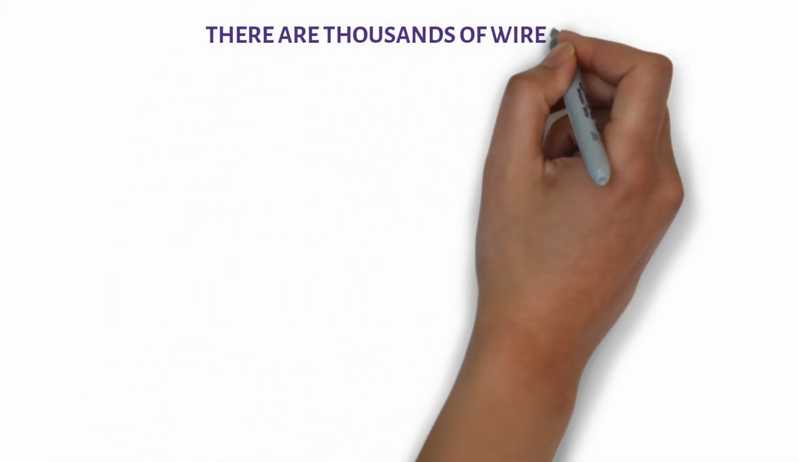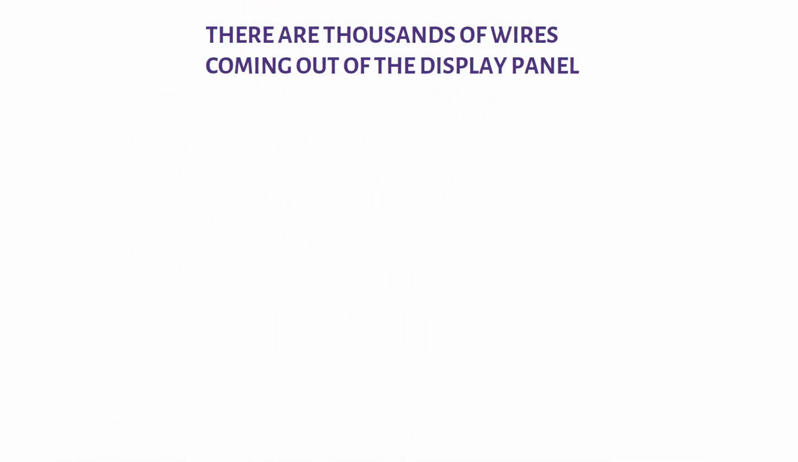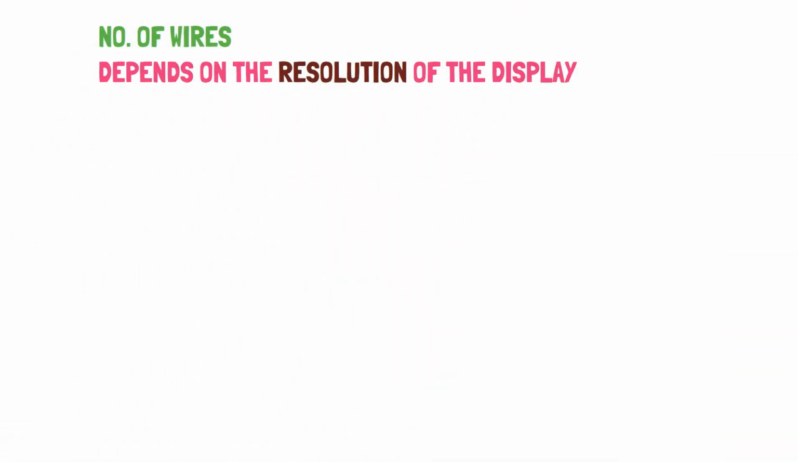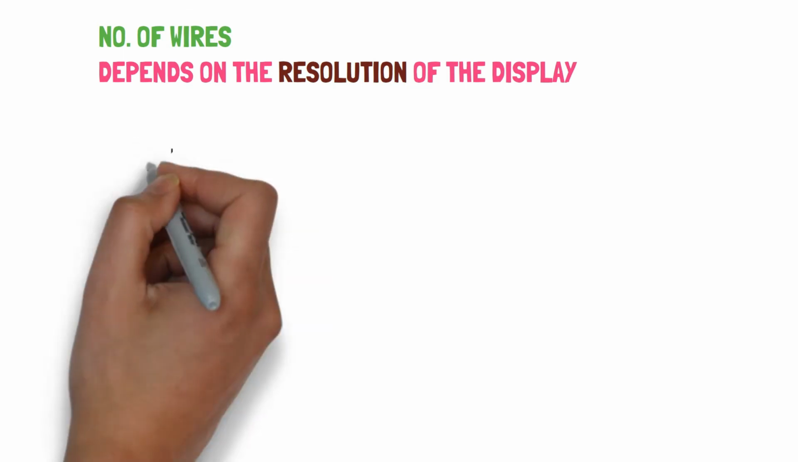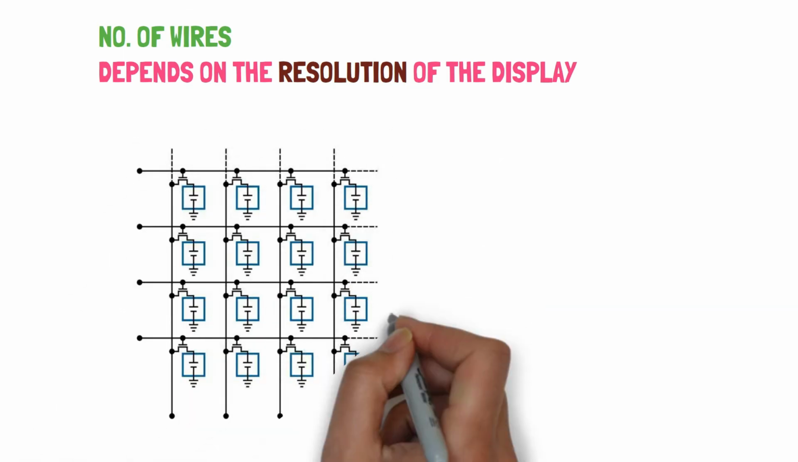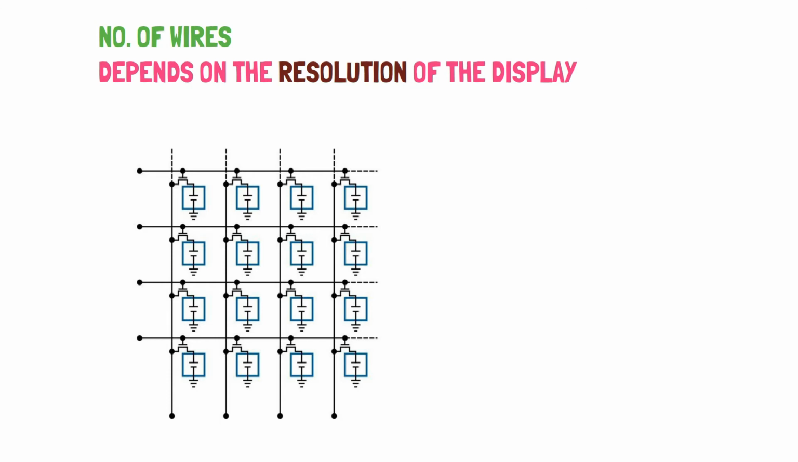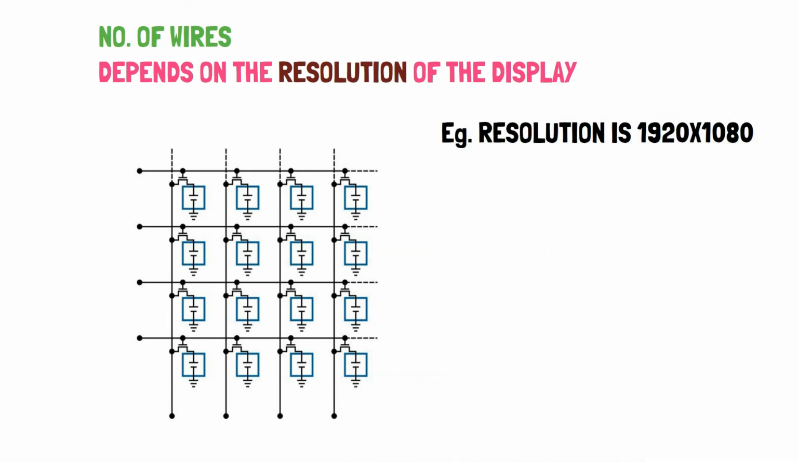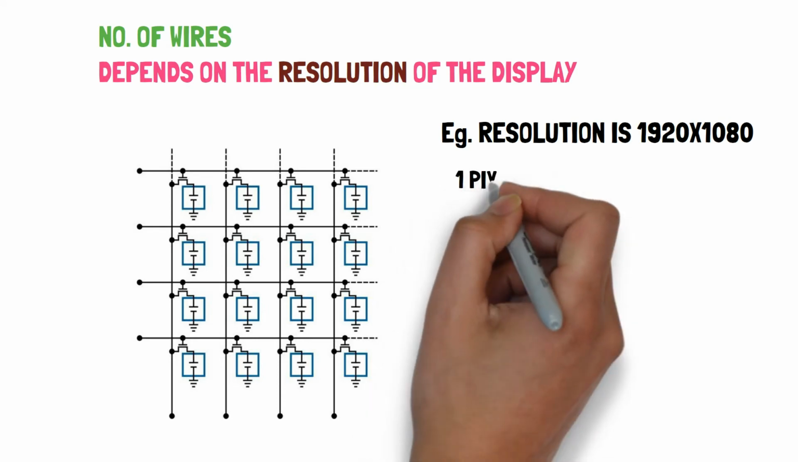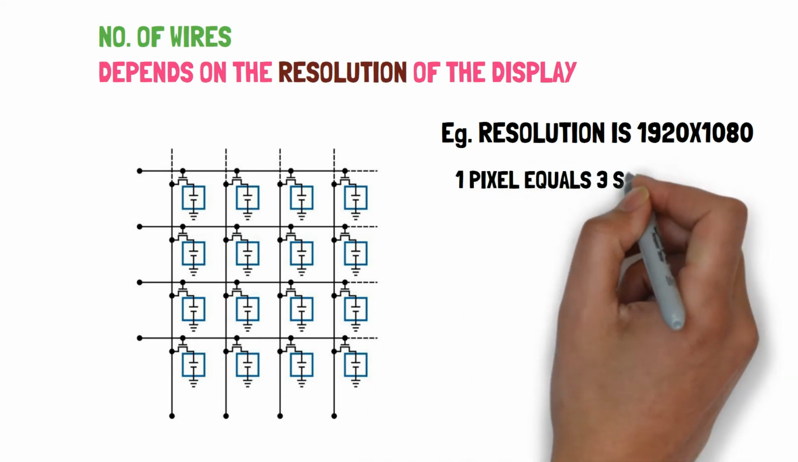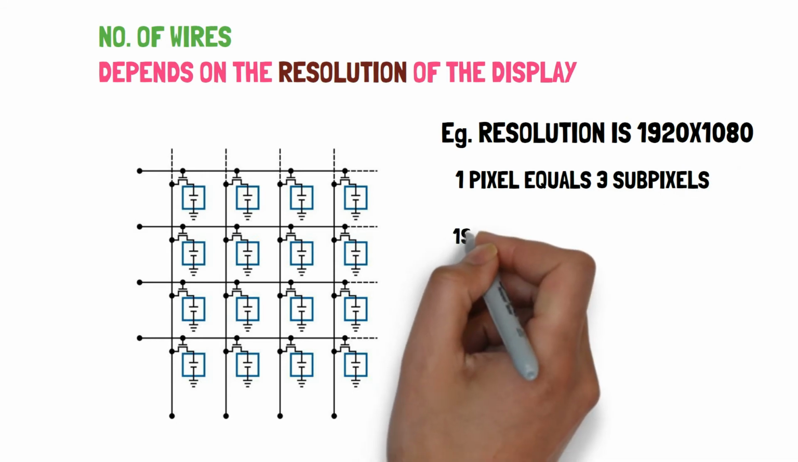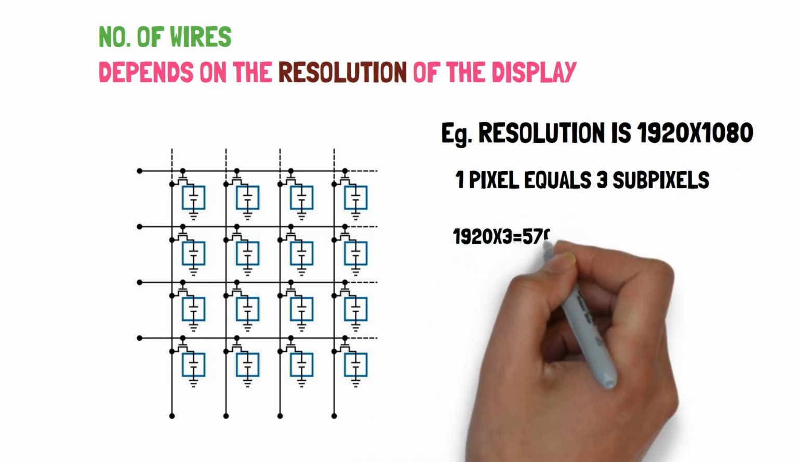There are thousands of wires coming out of the display panel. The number of wires coming out of the display depends on the resolution of the display. I will give you an example. Let's assume that you have a full HD resolution smartphone. The resolution for the full HD specification is 1920 by 1080, where 1920 pixels are arranged in a row, or horizontally, whereas 1080 pixels are arranged in a single column.